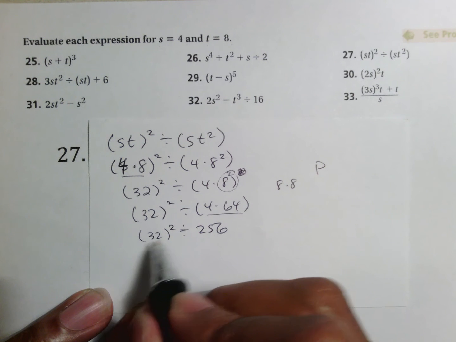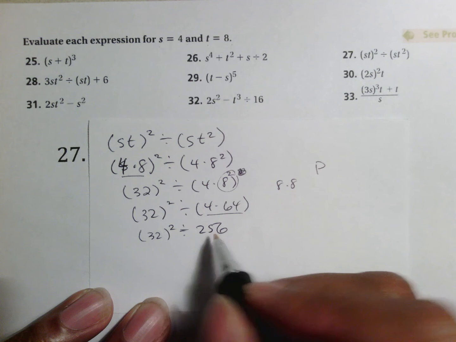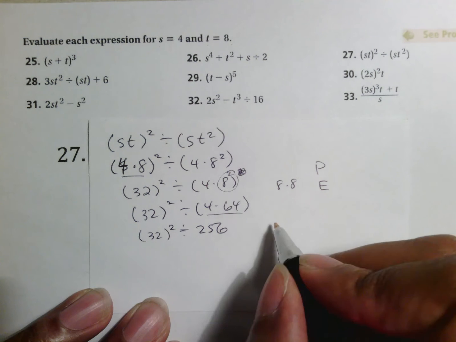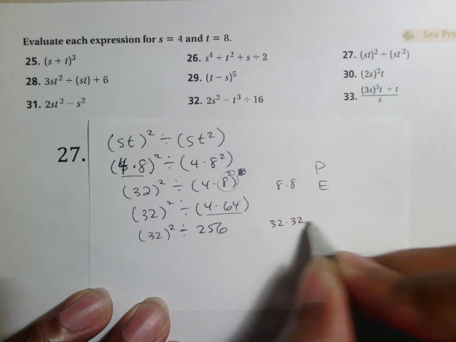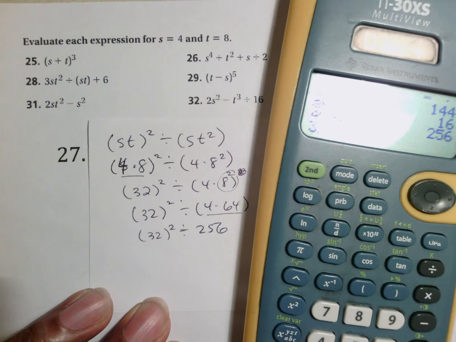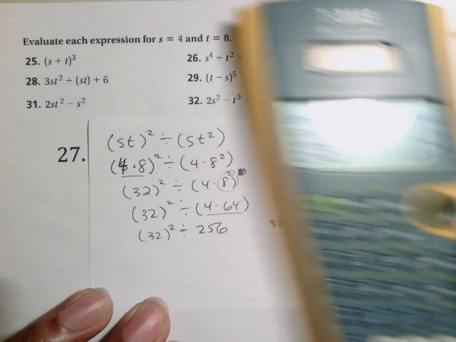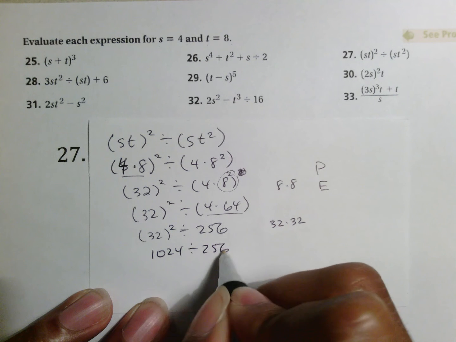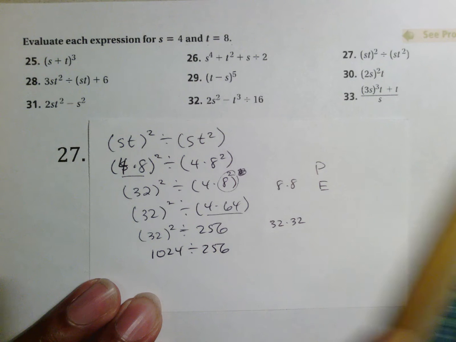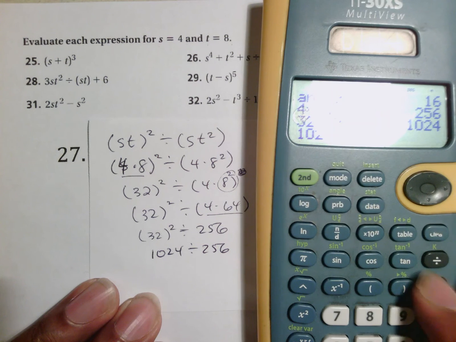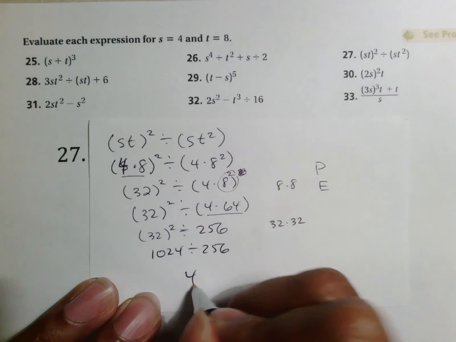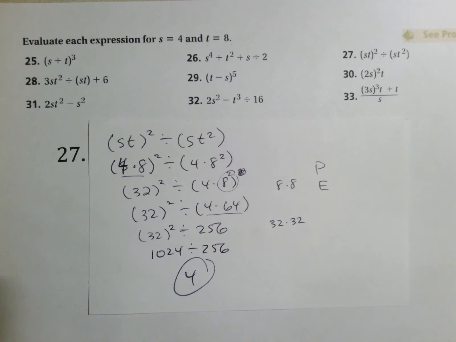This parentheses has been simplified to one number. That parentheses has been simplified. Now we're on to the E for exponents. 32 squared means 32 times 32, which is 1024, divided by 256. So I do 1024 divided by 256, which is 4 as your answer there.